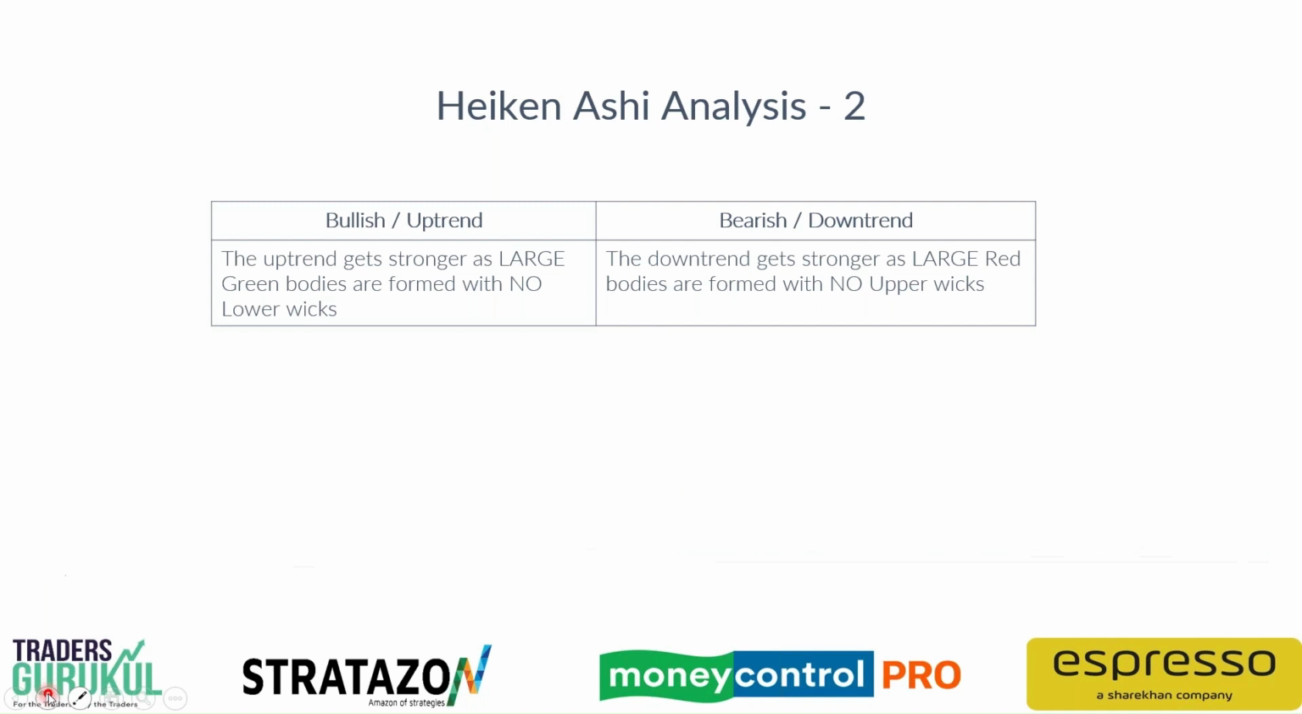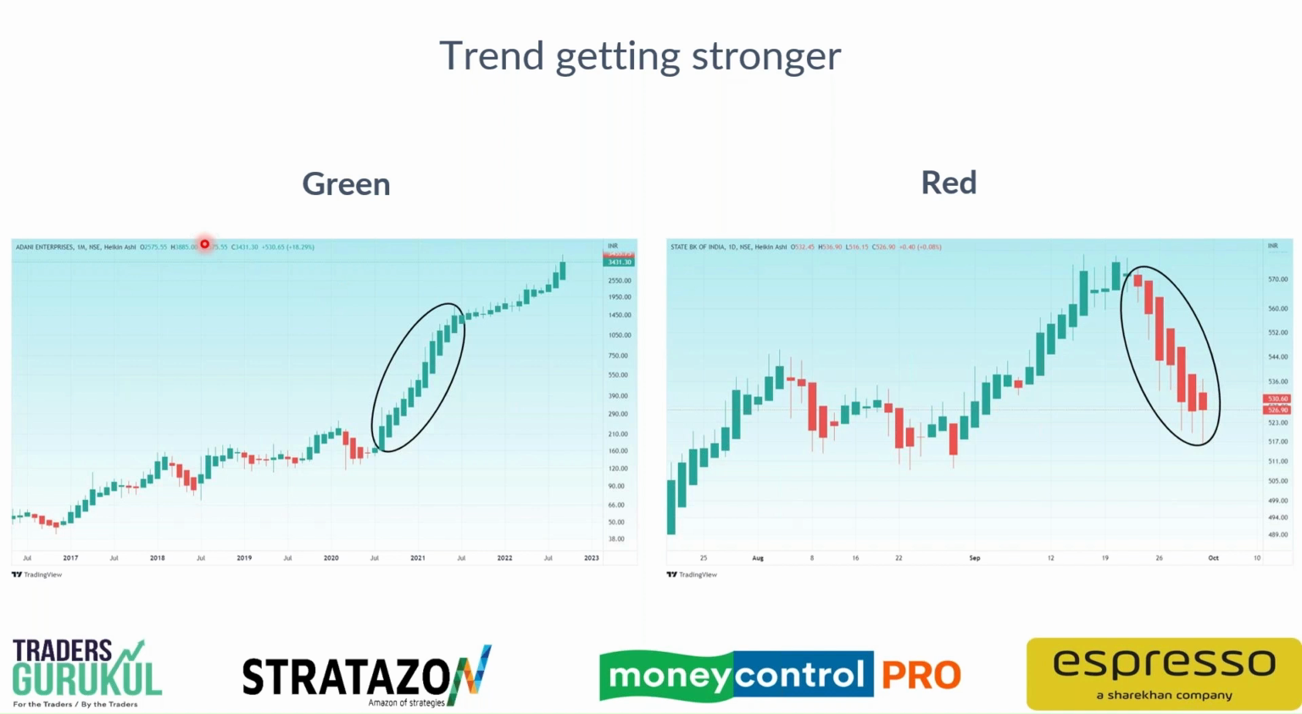The second part of the analysis: the uptrend gets stronger as large green bodies are formed with no low wick. The bearish trend gets stronger as large red bodies are formed with no upper wick. Just what I explained in the previous example, similar highlighting here, Adani Enterprise. Everyone loves to talk about Adani top formation, it will fall down, it is so expensive. But look at the dream run the stock gave here. Here the body got smaller, but here look at the body. Tremendous, right? This was State Bank of India. This was the daily chart before the bull run, which started 2 months back. Look at the fall.